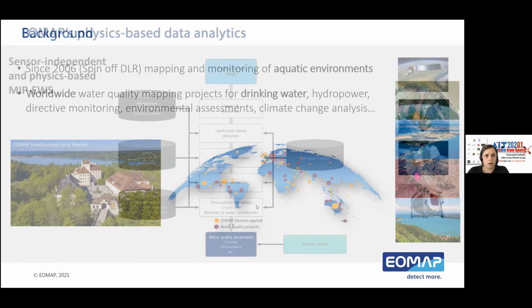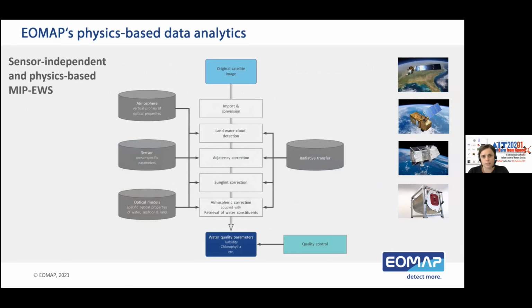And to our background, we use our own physics-based algorithms, which is called MIP and is orchestrated by the EWS, our workflow system. In this diagram, you see our workflow, which consists of taking the original satellite image and converting it from the raw numbers to physical units, then land-water differentiation, adjacency correction, sun glint correction, all these very important steps to have a very robust product in the end. And we have then the water quality parameters and the quality control mechanisms included.